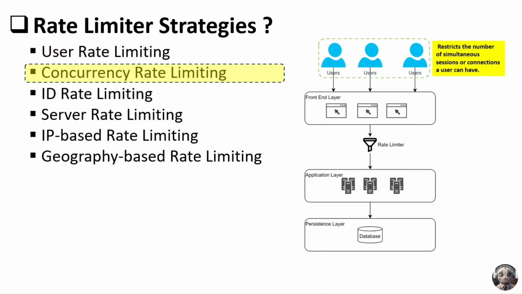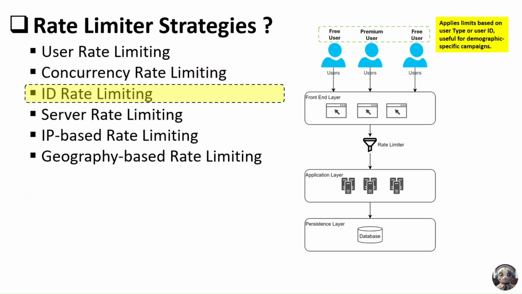Next, we have concurrency rate limiting. This is about limiting the number of simultaneous sessions or connections a user can have. Ever notice how some websites log you out more frequently? That's usually because they want to keep the number of active users under control. If too many users try to log in at once, some might have to wait in line until someone else logs out.